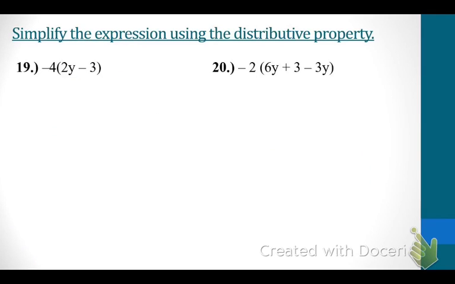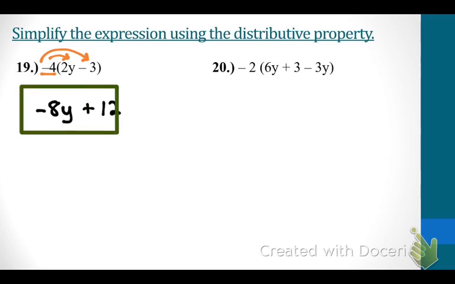All right, number 19 says, simplify the expression using the distributive property. Remember, the distributive property is saying there's a number on the outside of the parentheses that's right next to it, and we need to distribute it or multiply it by every term on the inside. Heather, what's negative 4 times positive 2y? Negative 8y. And Justice, what's negative 4 times negative 3? Positive 12 is correct. Box that in.